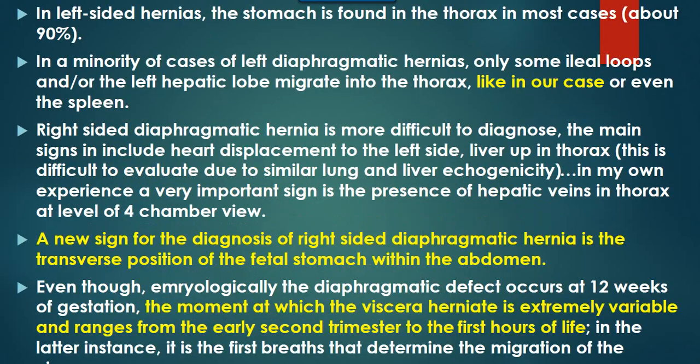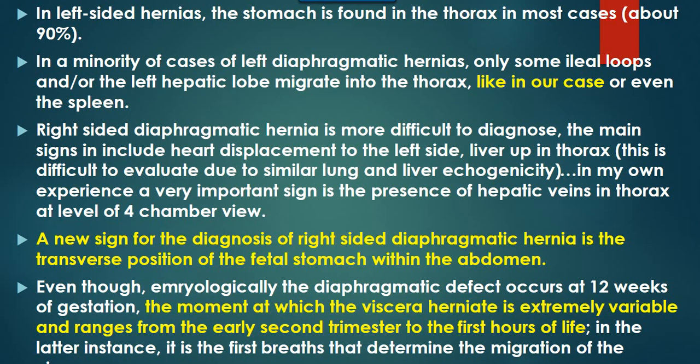In left-sided hernias, the stomach is found in the thorax in most cases, about 90% of cases. In a minority of cases of left diaphragmatic hernia, only some of the left hepatic lobe migrates into the thorax, like in our case, or even the spleen sometimes. The right-sided diaphragmatic hernia is more difficult to diagnose.